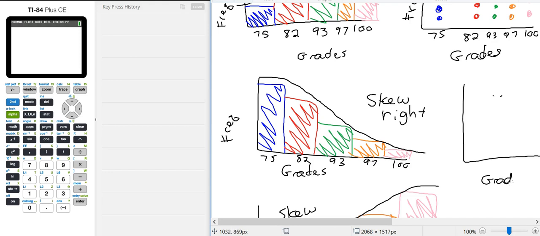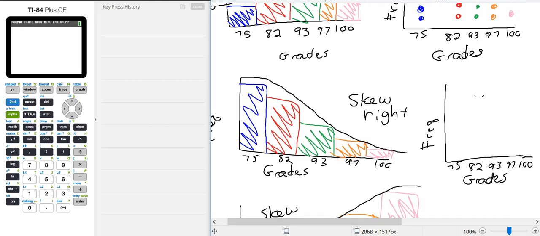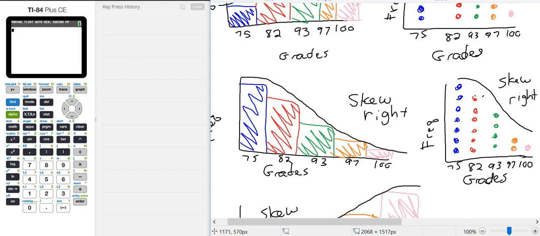We could have a skewed dot plot also. These are the grades, frequency, 75, 82, 93, 97, 100. We could have a lot of students, 1, 2, 3, 4, 5, 6, 7 students getting 75s, 6 students getting 82s, 4 students getting 93s, 2 students getting 97s, and only 1 student getting 100. This graph is skewed right because we have fewer values on the right. We have a lot of values on the left and very few values on the right.